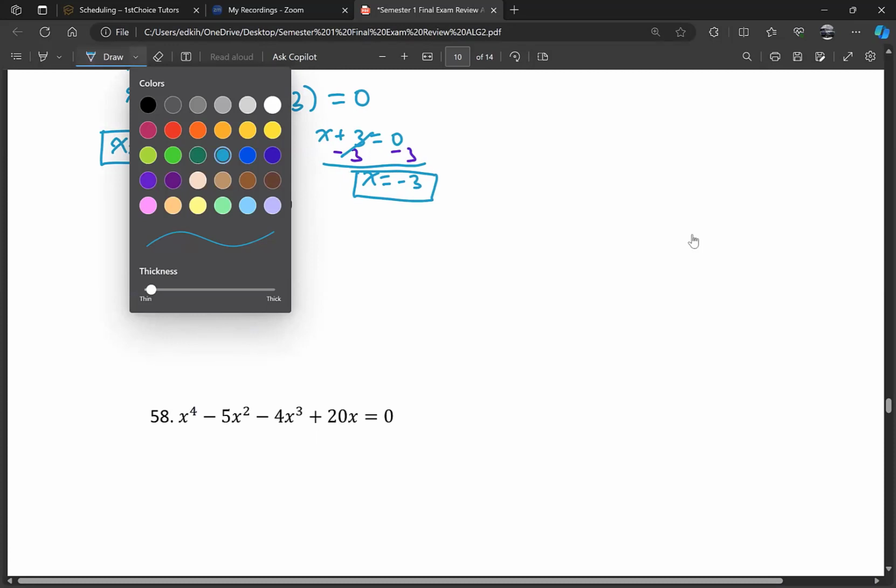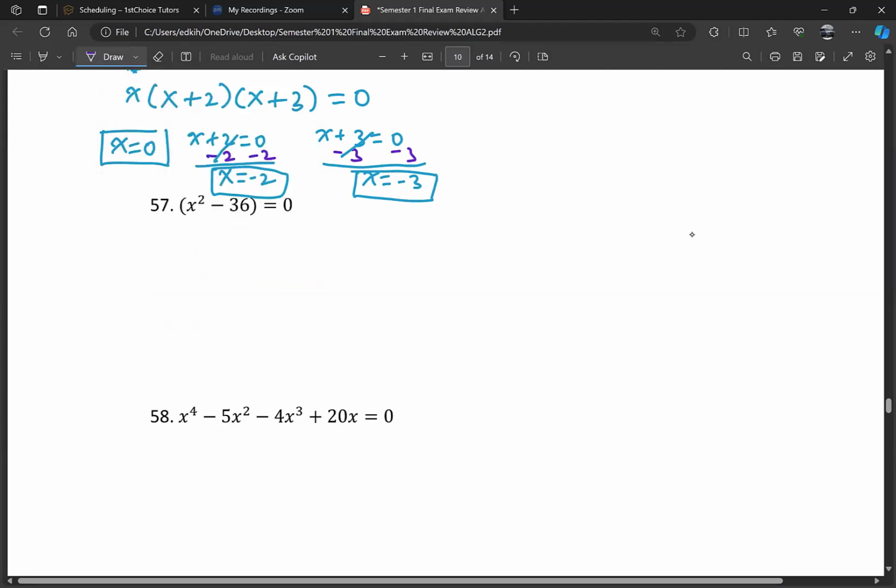Question 57. Change the color here for contrast a bit. Okay, this is a difference of 2 squares. So we have to factor first. Remember, with the difference of squares, you get 2 parentheses. One's a plus, one's a minus. X plus 6, x minus 6. And you're solving, so you're going to set each of these equal to 0. X plus 6 equals 0. X minus 6 equals 0.